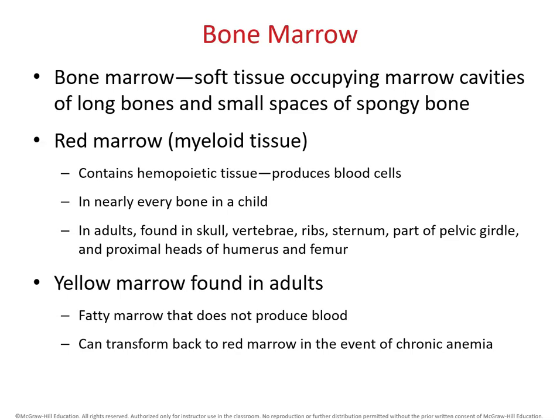Yellow marrow is not found in children. It is found in adults. Yellow marrow does not do hematopoiesis, so it does not produce blood. So the yellow marrow is found in the other bones where red marrow is not. It's interesting. I want you guys to know that yellow marrow can transform back into red marrow if there's a severe imbalance in the components of blood, such as in chronic anemia.